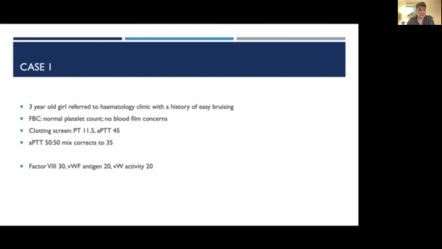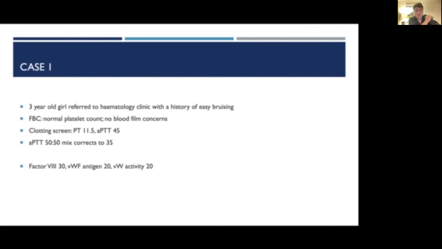So we're going to do some extra tests. We're going to check her factor 8, which is a little bit low, but definitely not as low as a von Willebrand factor antigen and the activity. Now, when we do von Willebrand's testing, the diagnostics are quite complicated, because there's lots of different types. There's type 1, where the total amount of von Willebrand factor is not being produced very well. There's type 2, where it's being produced, but it's not very functional in different ways. And then there's type 3, where it's virtually absent.